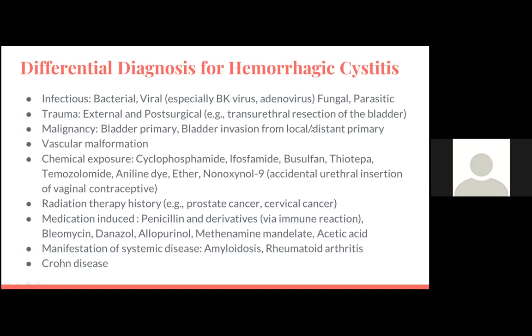for the infectious, it can be bacterial, viral, especially BK virus and adenovirus, fungal, and parasitic. For trauma, it can be external and post-surgical, such as transurethral resection of the bladder. Malignancy can be bladder primary, or bladder invasion from local and distant primary. Vascular malformation, chemical exposure, radiation therapy history, medication-induced, and manifestation of systemic disease such as Crohn's disease.